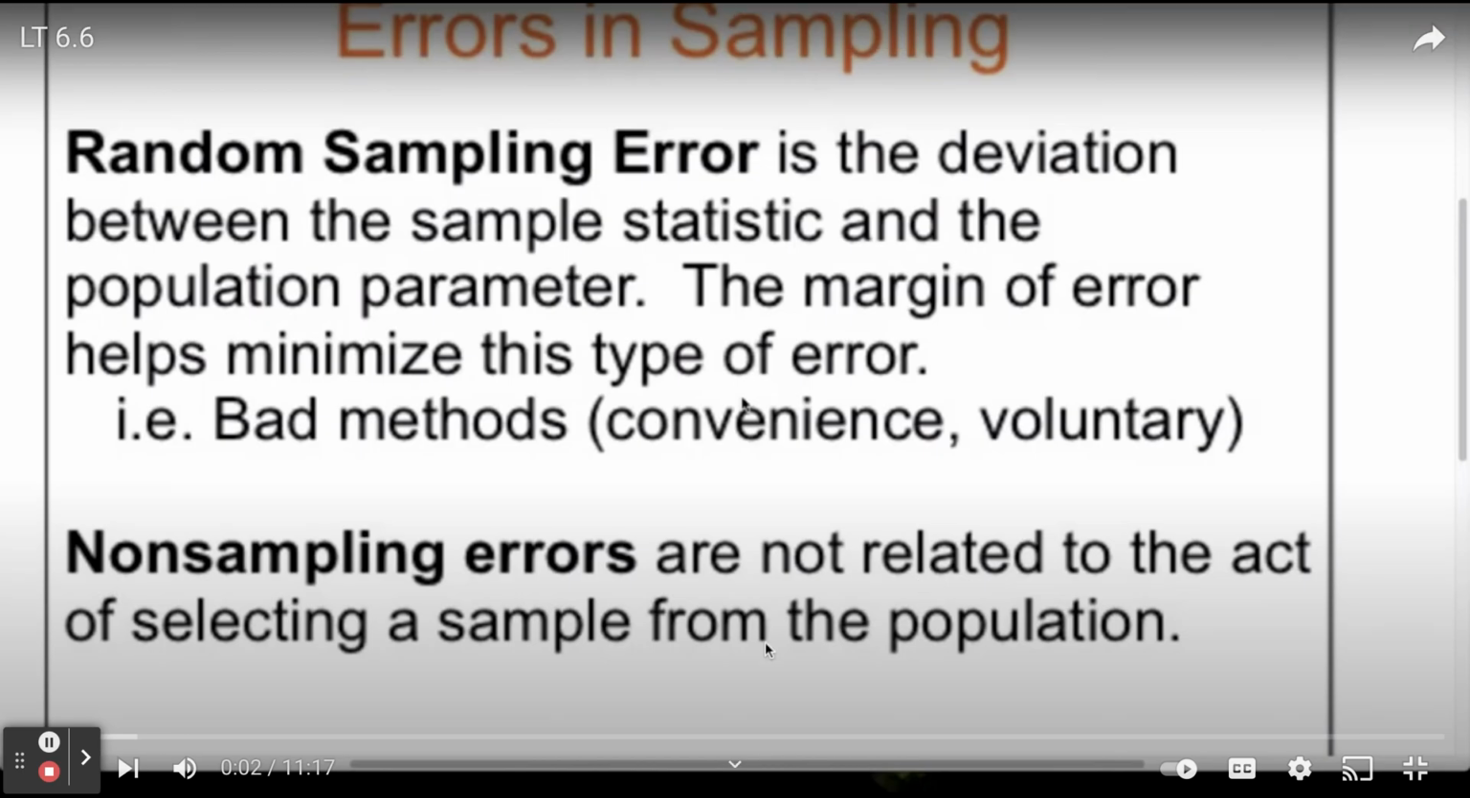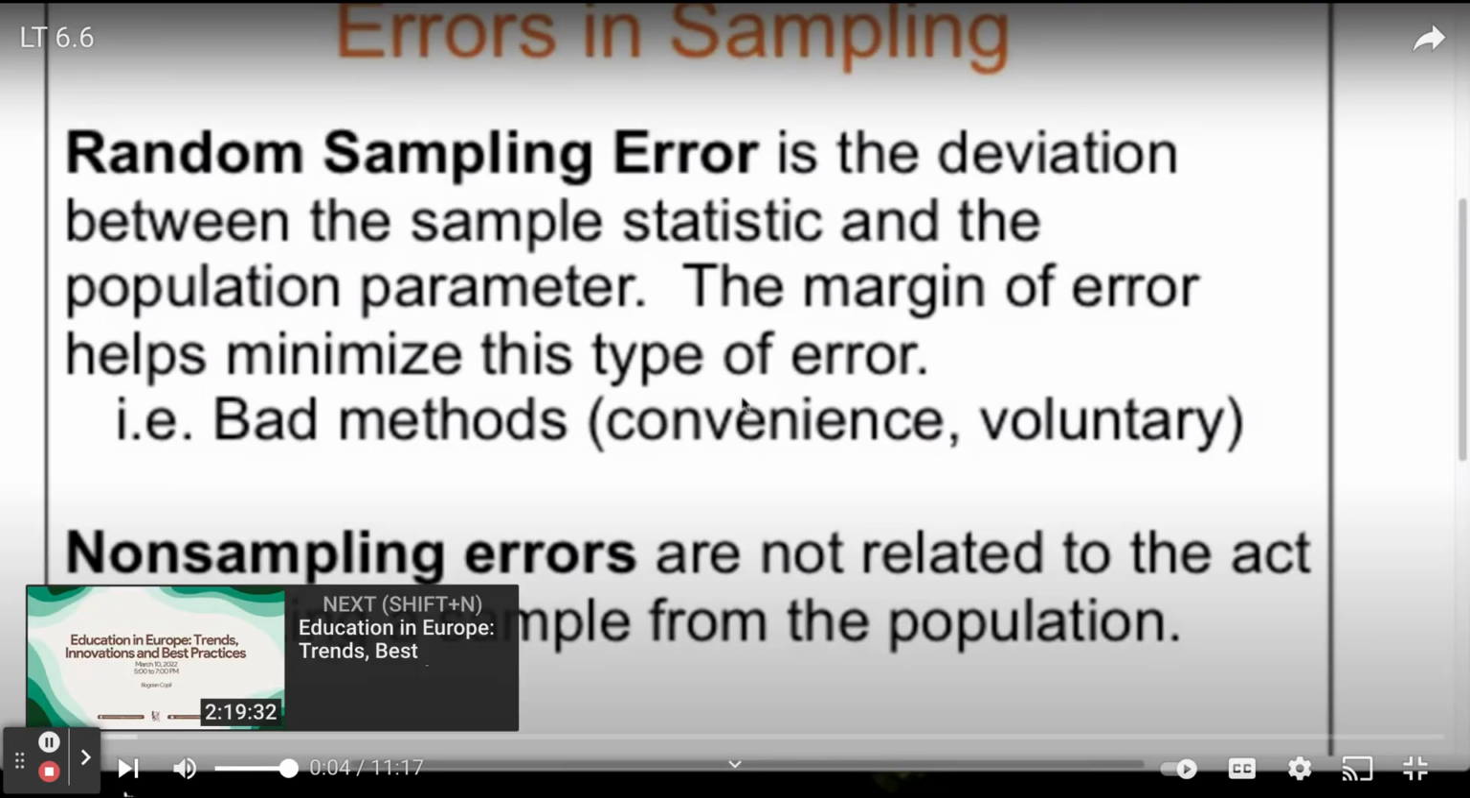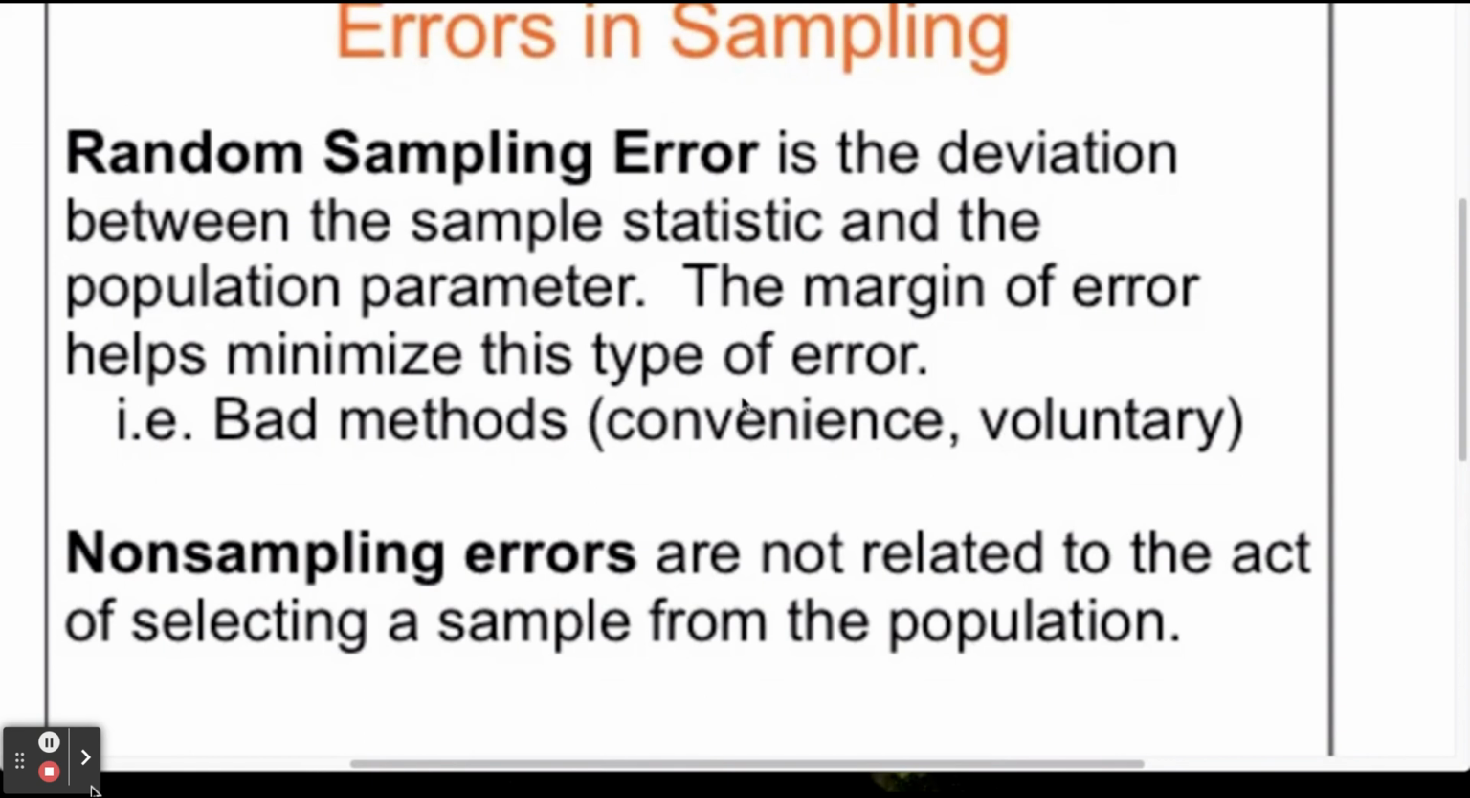Hello, everyone. Today we are going to be looking at different types of errors in sampling. So far in Chapter 6, we've identified bad types of samples. That was 6.1, identifying bad types of samples. And then in 6.4, I believe it was, we talked about bias and variability and how samples can change. And now in 6.6, we are going to be talking about different types of errors in sampling.